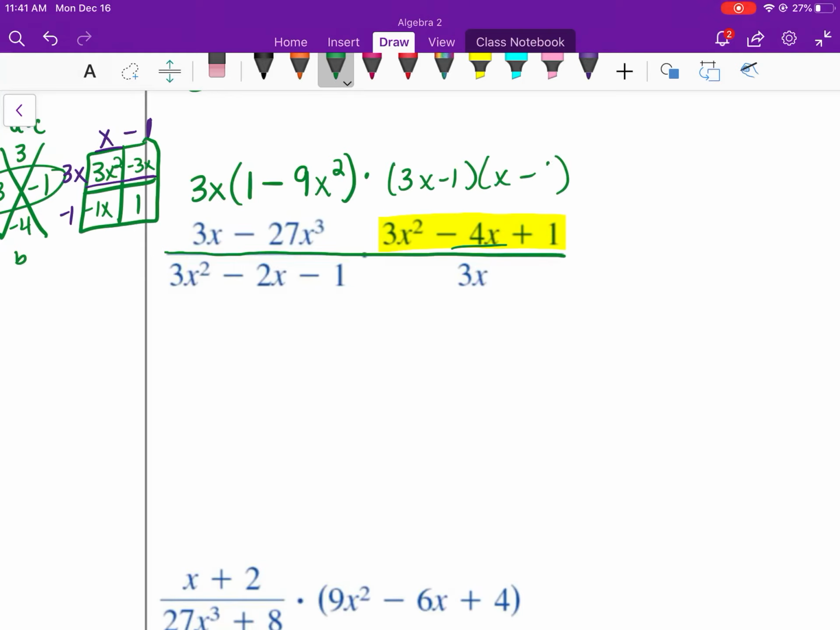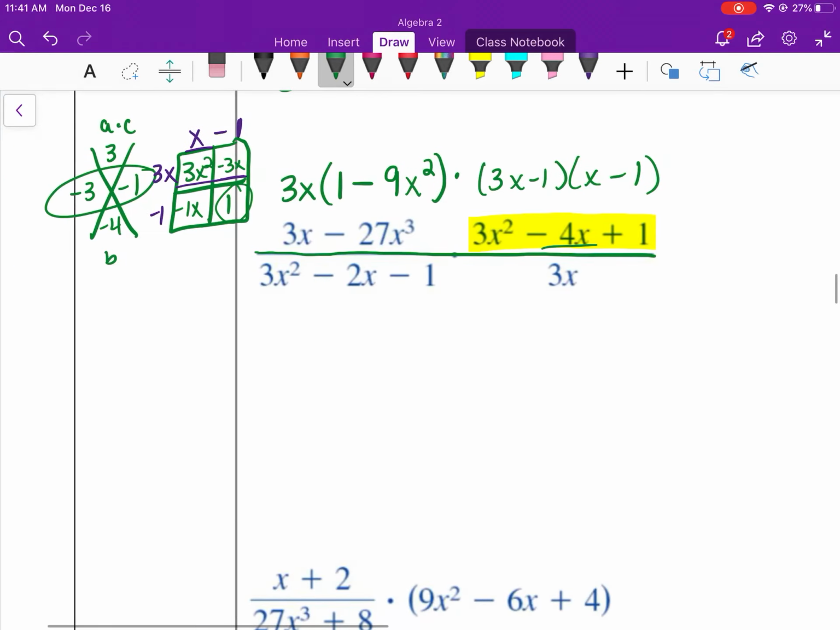So it is x minus 1. I was thinking -3 and -1 don't make +1 in this last term. Okay, so I have the top factored. Now I'm going to factor this bottom one here. Again, it's another trinomial. You have to factor it the same way.